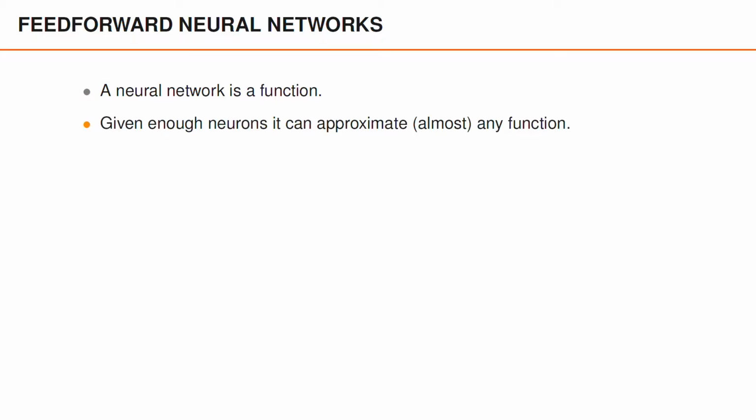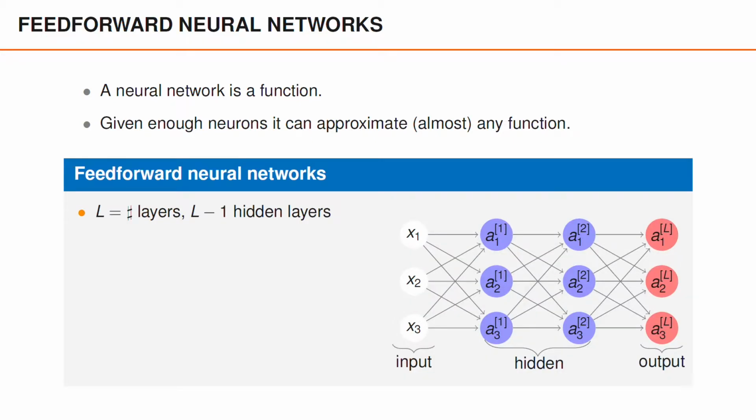Thanks to the universal approximation theorem, we know that, given certain regularity conditions, neural networks with enough neurons can approximate any function. That is, neural networks are parameterized functions that are very flexible. The most basic type of network is a feed-forward neural network with a number of different layers and a number of neurons in each layer.